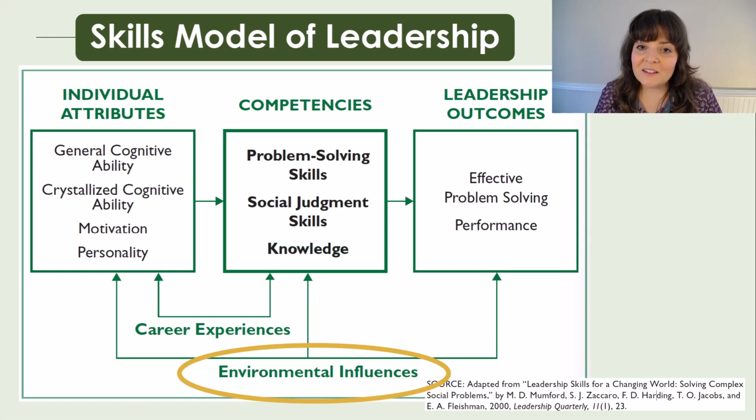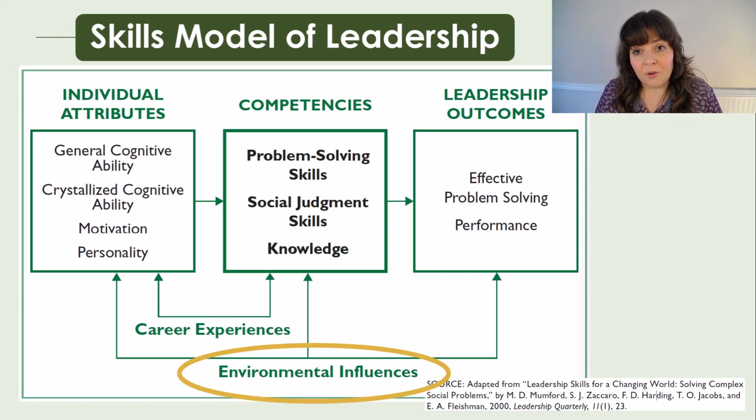The last part of the skills model is environmental influence. These are factors outside of the leader's control that still affect their performance. They can be internal to the organization, like outdated technology, limited resources, or the skill of the team. For example, a really highly competent team can make a leader more effective, while a team that's not really great at communicating can hold them back.